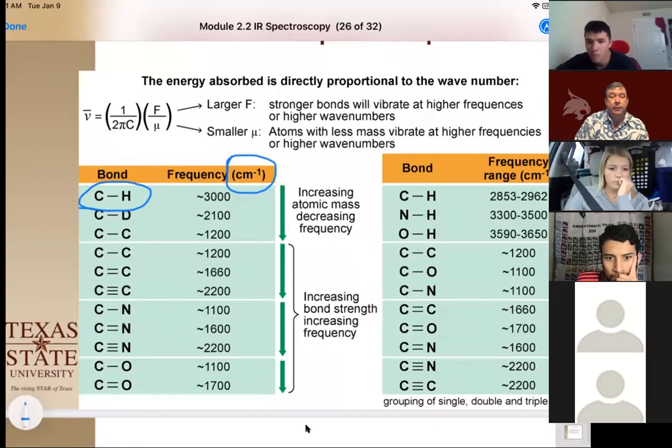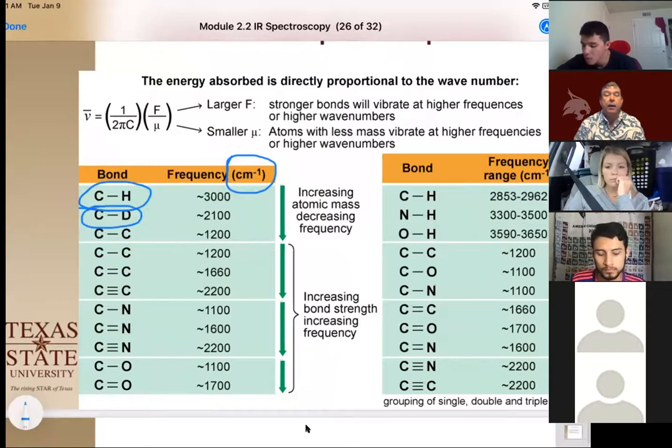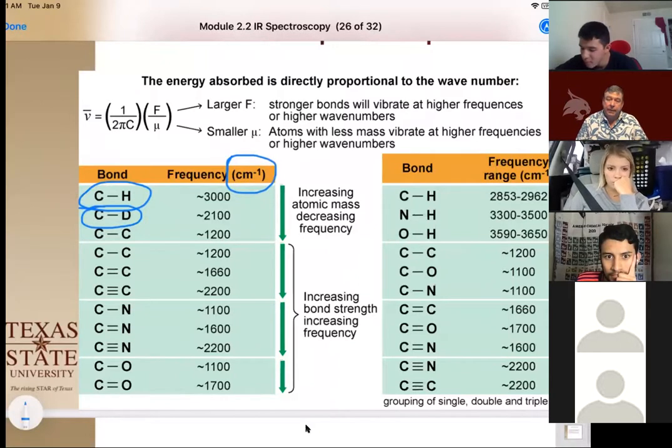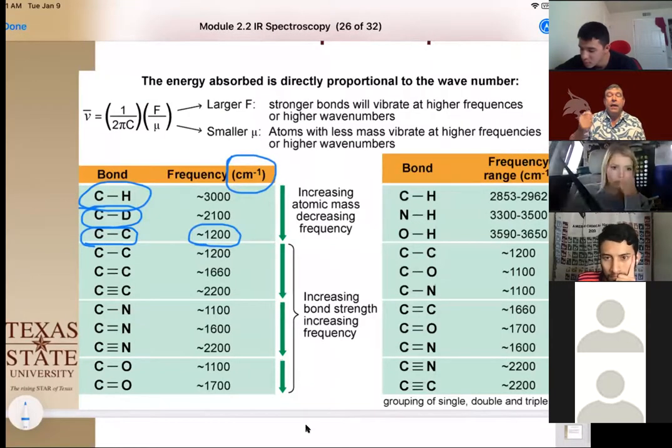So there's 3,000 waves per centimeter. Just by changing the mass of the hydrogen from hydrogen to deuterium, that isotope with one neutron in it, it changes the mass from 1 to 2, and we see a drop in frequency. Just that change in mass of one neutron can change the frequency that it absorbs at. And then by the time we get to 2 carbon atoms together, the frequency drops again. So that's a demonstration that our mass change controls our vibration.